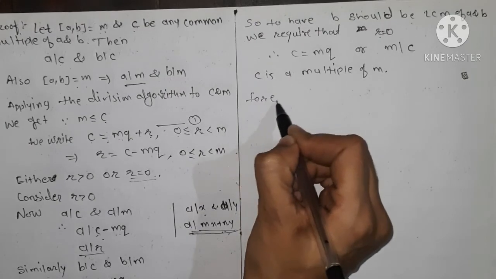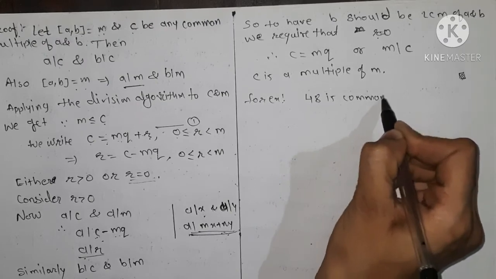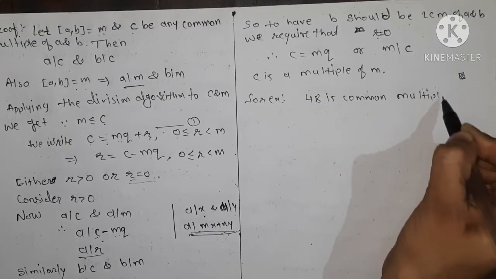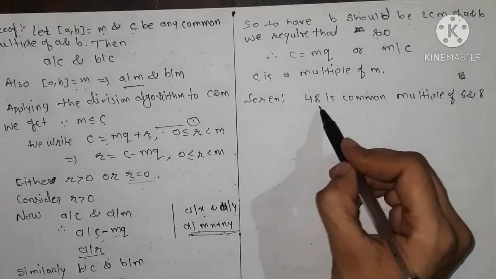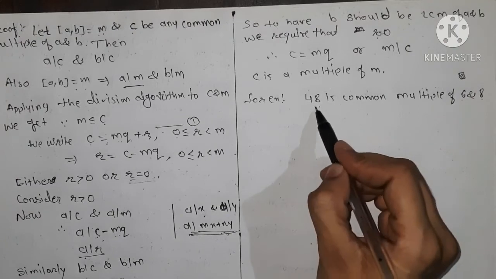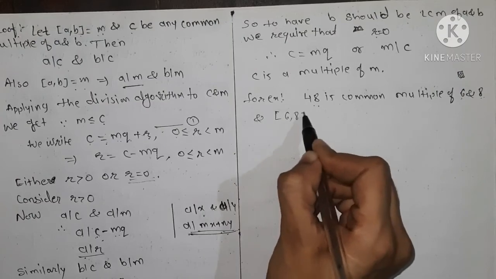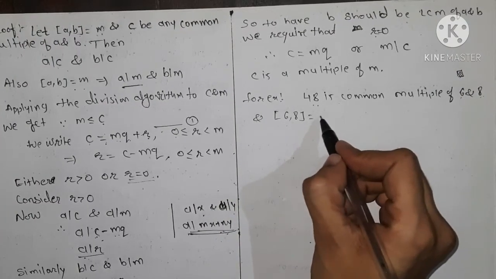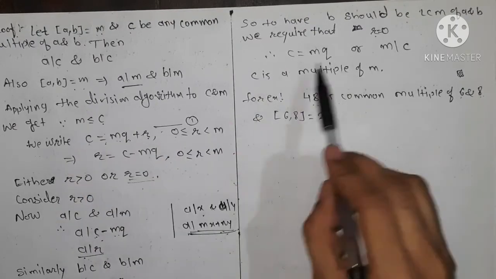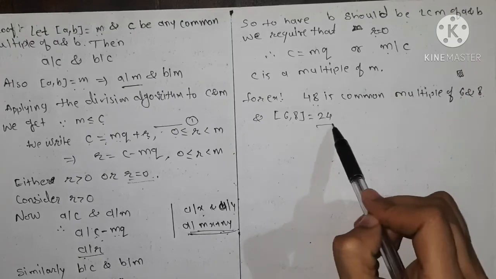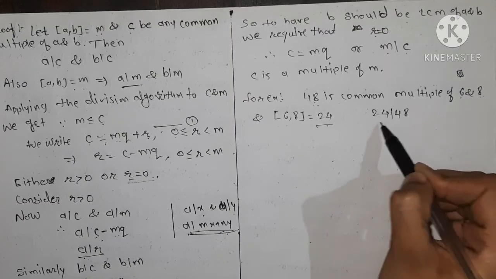So for example, 48 is a common multiple of 6 and 8. You can verify this because 6 divides 48 and 8 divides 48. So 48 is a common multiple of 6 and 8. And the LCM of 6 and 8, as we have seen in the example, is equal to 24. Therefore from this theorem, m divides c, that is, the least common multiple divides the common multiple. So here 24 divides 48, and this is true.